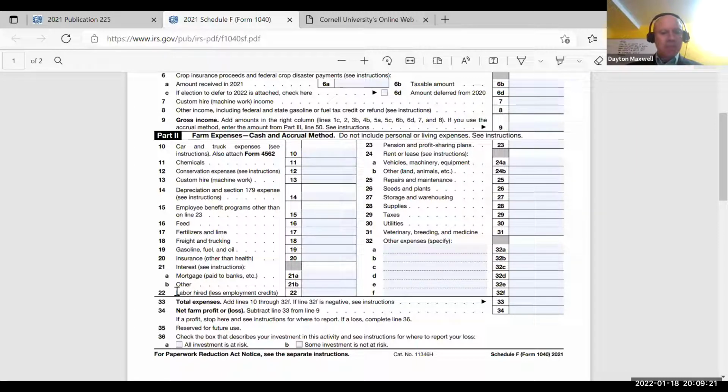All these things: feed, fertilizer, fuel, insurance, interest, mortgage interest, or other interest. And let's see, just kind of going down through profit sharing for employees, vehicle expenses, repairs and maintenance, supplies, all these kind of things. So there it is, there's Schedule F. And I think what I'm going to do now is just show you how Schedule F flows into your regular tax return.